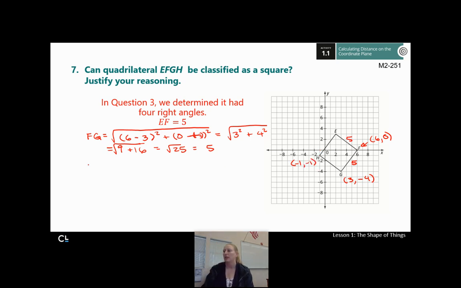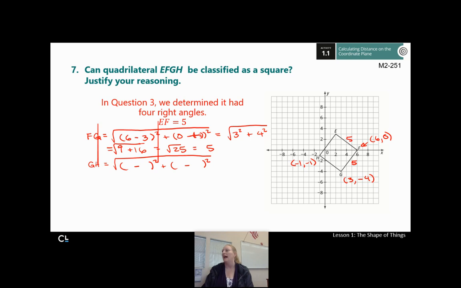Okay, so let's do this again. Let's do GH. My pen, always causing trouble. So we know there's a big square root. We know we're going to subtract our x-coordinates and square them. We know we're going to subtract our y-coordinates and square them.